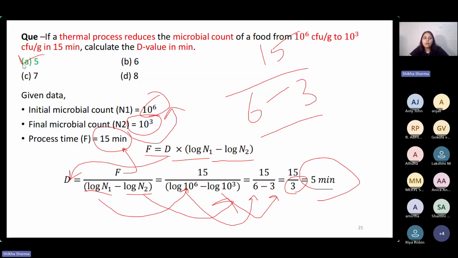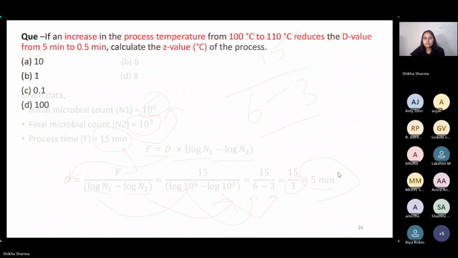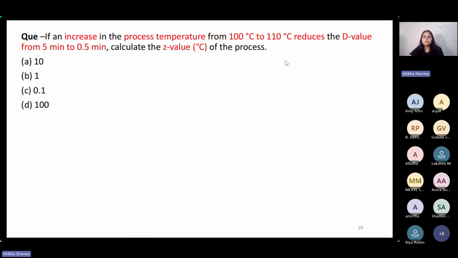So we get 5 minutes, basically the D value time to have this kind of system. Is this question clear to everyone? Can we move to next question? Okay, Lakshmi, yes. So it's not 6 here, it's 5. Others, are you following or solving these questions? Okay, let's have the next question.